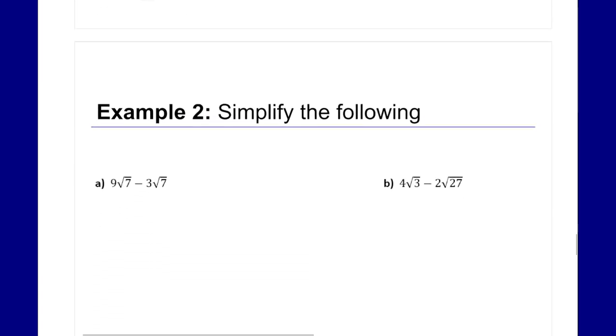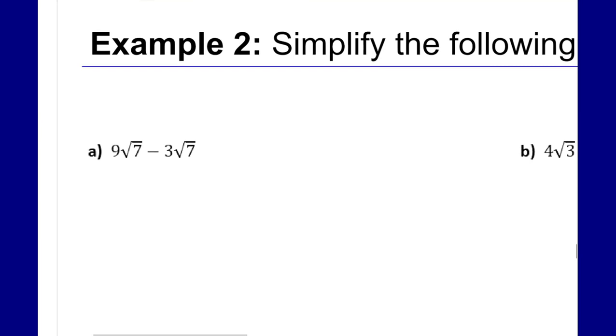So let's go through some examples of adding and subtracting radicals. 9 root 7 minus 3 root 7. These have the same radical, so I can just add my values together, or subtract in this case. 9 minus 3 is 6. Root 7 does not change, so this becomes 6 root 7.